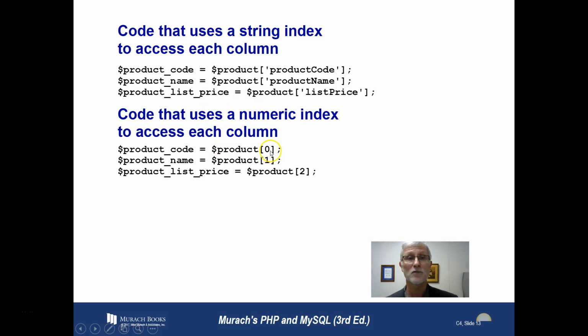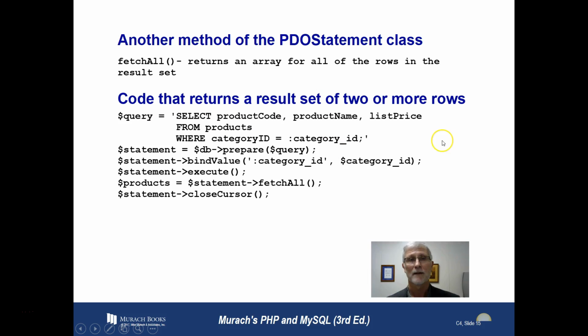Or I can say, if I knew the structure, I could then say, do it numerically to give me the same. These give you the same values. This is probably a little bit more readable because I don't know what 0, 1, and 2 mean in a lot of cases. So now another method is I want to return everything, all the rows that are resulting.